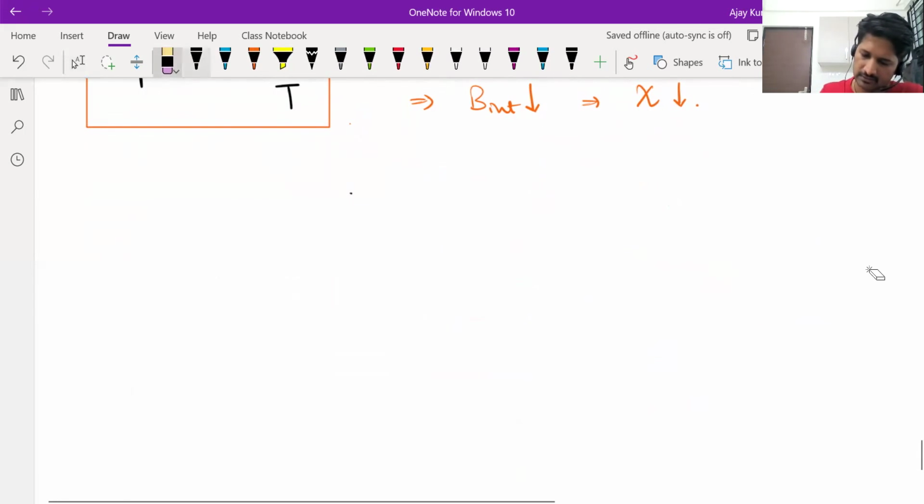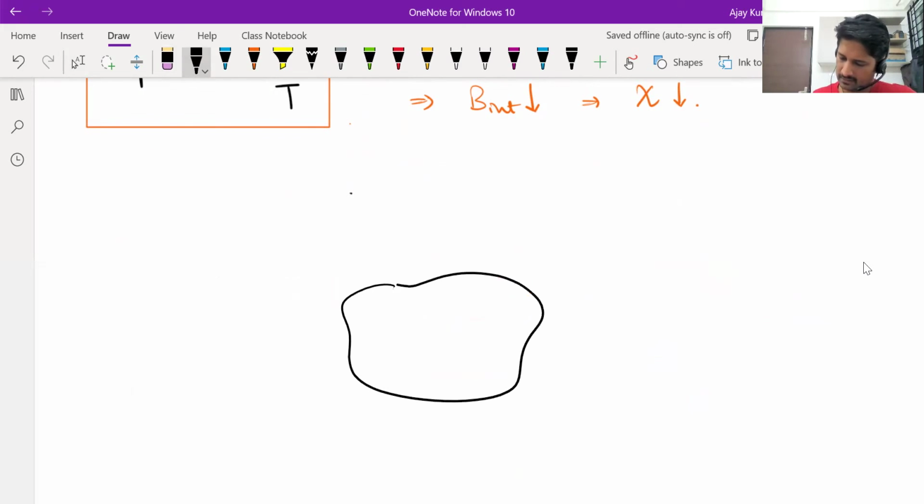Try to answer this. Suppose there is a diamagnetic material and you bring a strong magnet close to it.